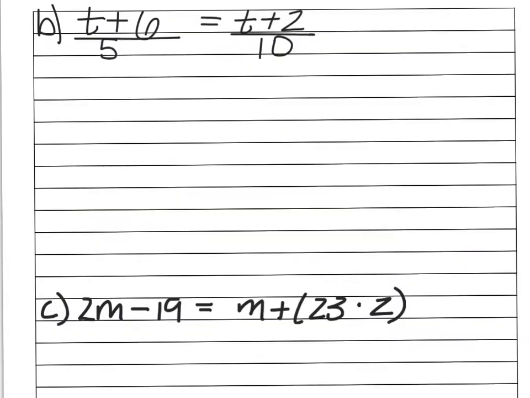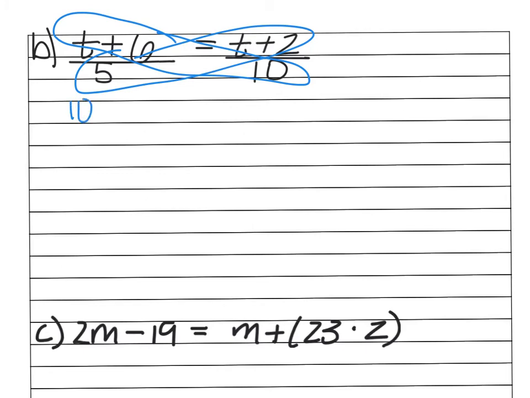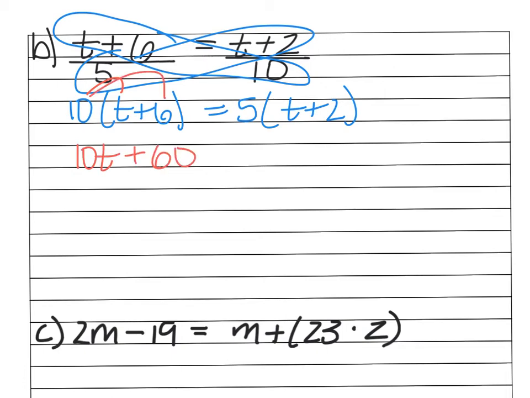Here we have example B, and this is where we're going to use our cross product rule. So I'm going to go ahead and circle my cross products here. I have 10 times (t plus 6) equaling 5 times (t plus 2). So now those same rules apply where you have to distribute. So I'm going to have 10 times t is 10t, 10 times 6 is 60, 5 times t is 5t, 5 times 2 is 10.